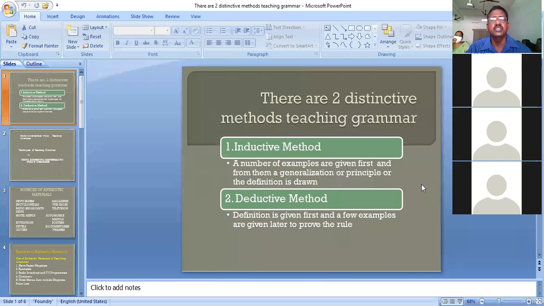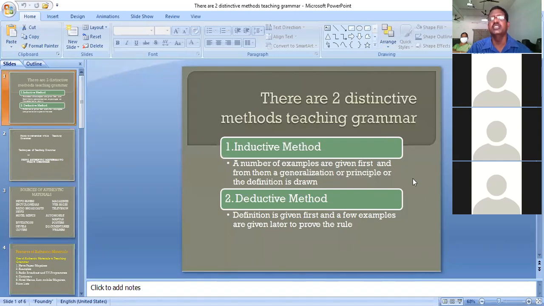Sorry for the interruption. The deductive method first gives the rule, and we can make a number of examples from the rule formula. I said already, first we can give subject, verb plus ing form plus object. He is going to the college. He is going to college. He is going to market.